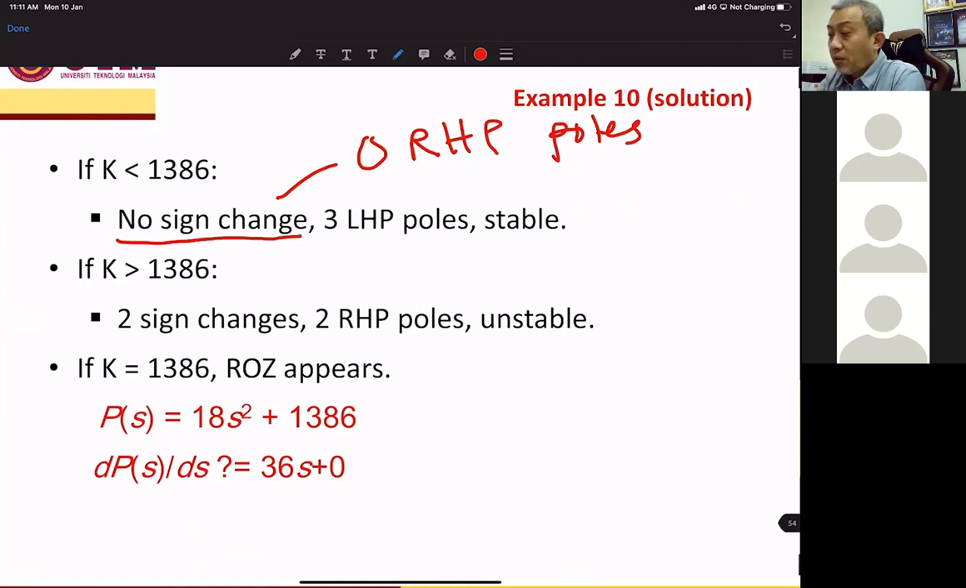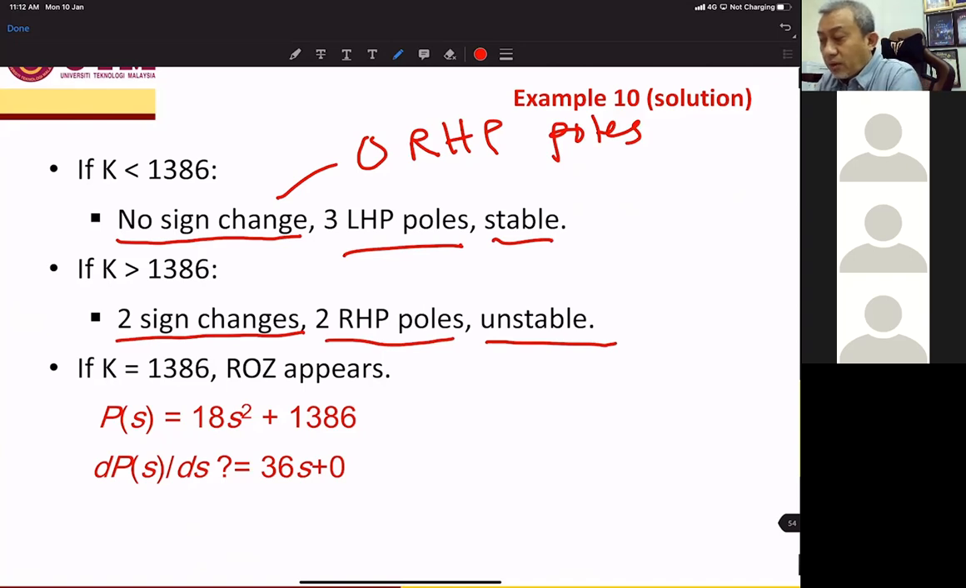So the system is stable. If K is greater than 1386, we will find 2 sign changes and 2 right half plane poles, and it causes the system to be unstable. Okay. If K is 1386, a ROZ appears, a row of zeros. So meaning that we have poles at the imaginary axis. So you can see that from here.